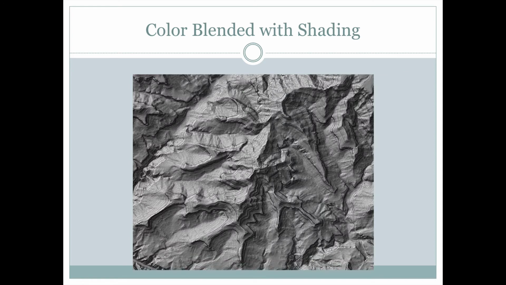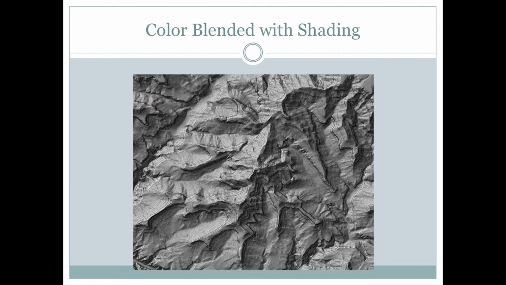So here's a hill shaded map of a portion of the Grand Canyon. And as we can see, it has a very three-dimensional effect, and we're able to see where the highs and the lows are. And in doing all of that, we're only using the value of the HSV color model.